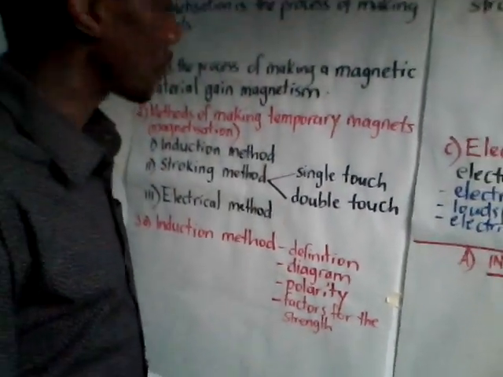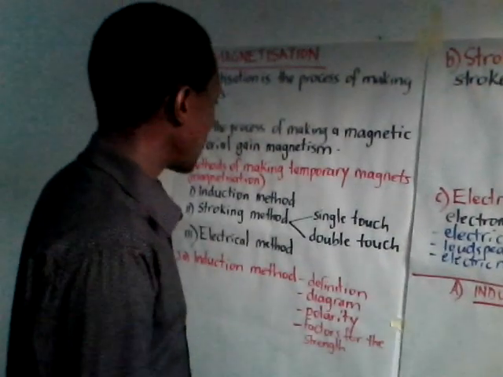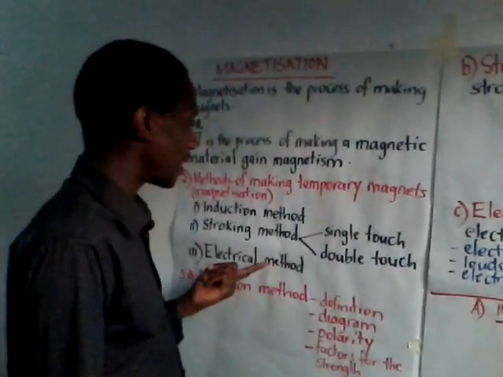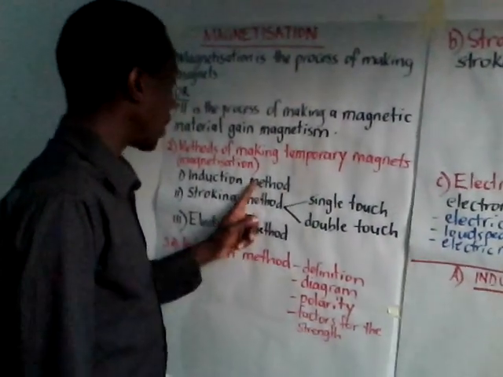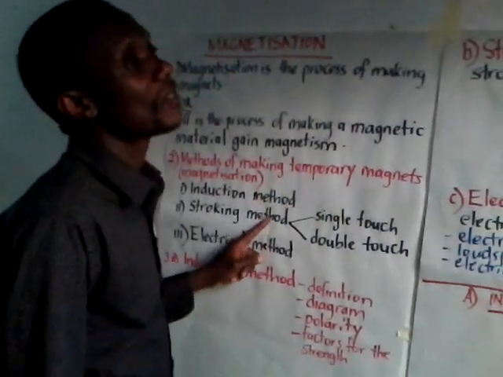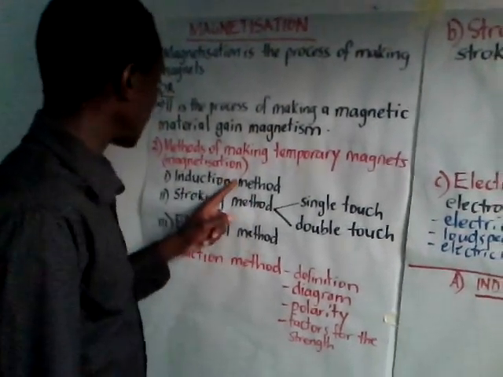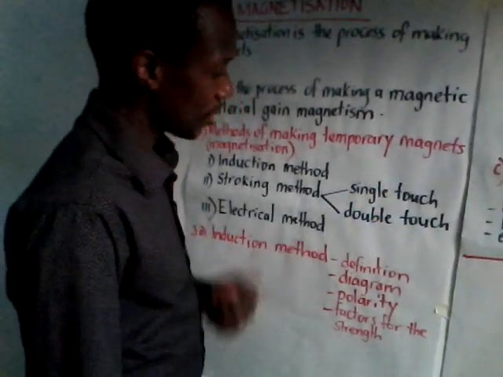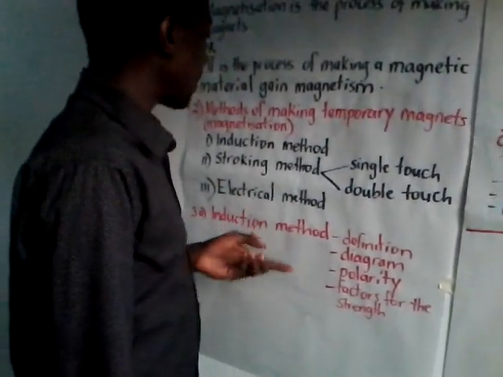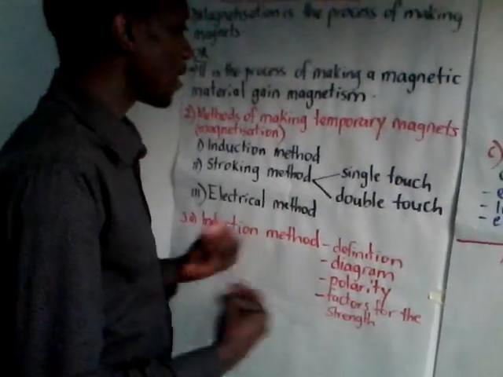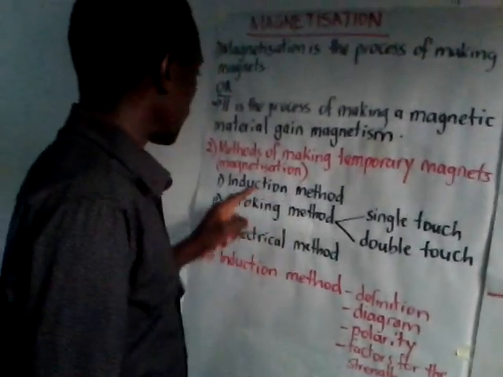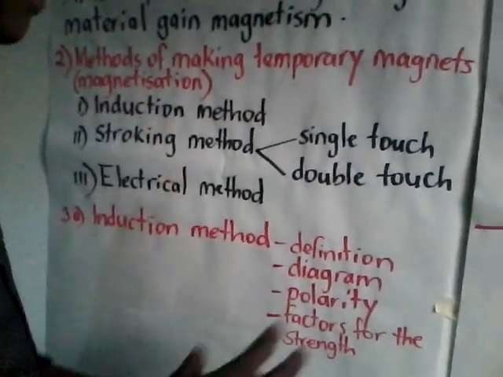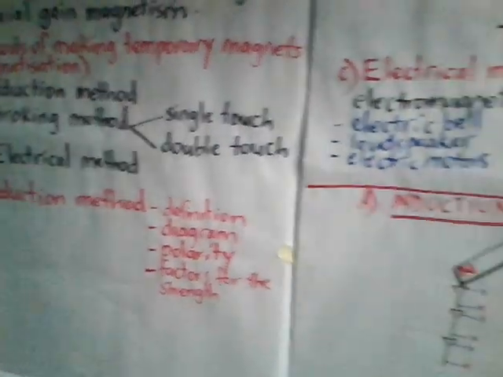So we normally have questions like, identify the method of magnetization where electricity is used. That's the electrical method. Identify the method where permanent magnets are used. It is induction or stroking method. But again, even when you write any of these, still you will get your mark. Identify one method of magnetization, or one method of making temporary magnets where permanent magnets are not used. You should be able to twist things the way the examiner wants.